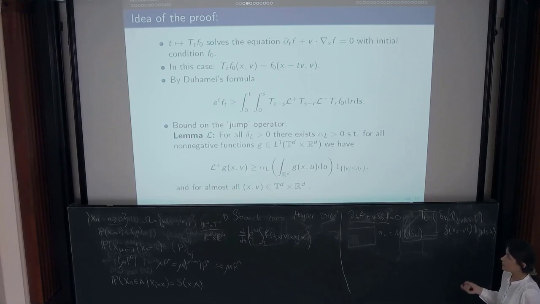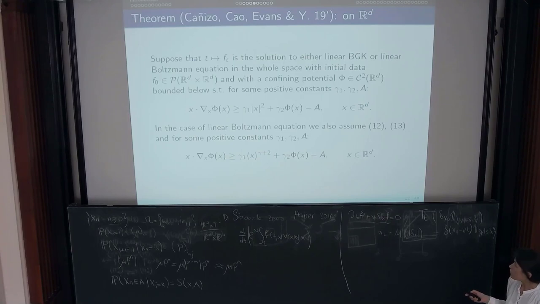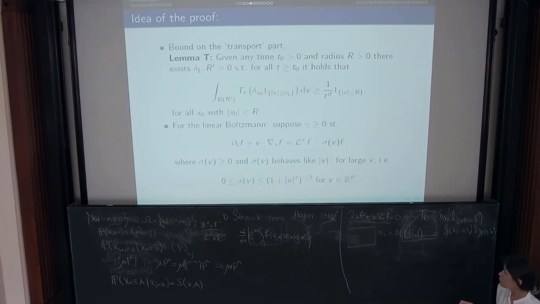In the case of the linear BGK equation, which is very simple, we don't even need to use Harris's theorem. We can prove this minorization condition uniformly on the whole state space, so we will have the convergence result. For the linear Boltzmann equation, we will follow a bit of a different strategy. We will write this right hand side in the following way, where sigma is bounded, and it will behave like gamma power of v. So it's just this much I wrote for the Boltzmann case.